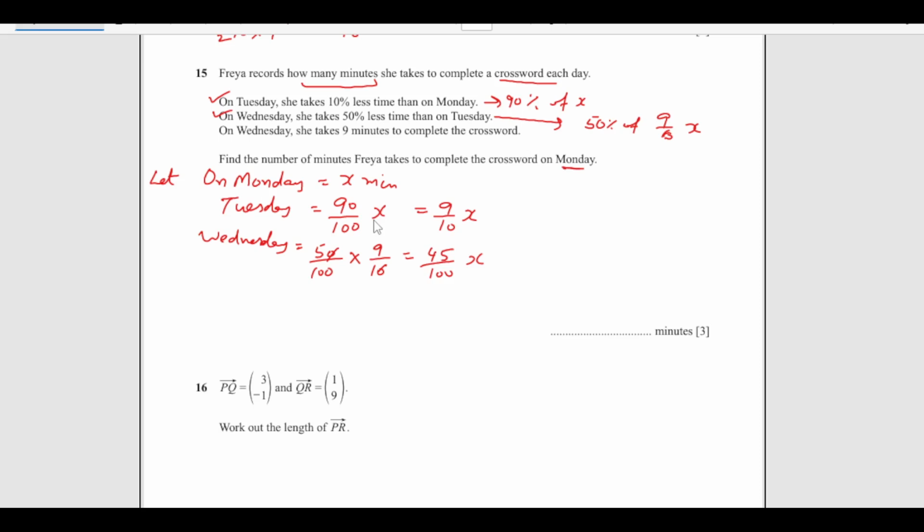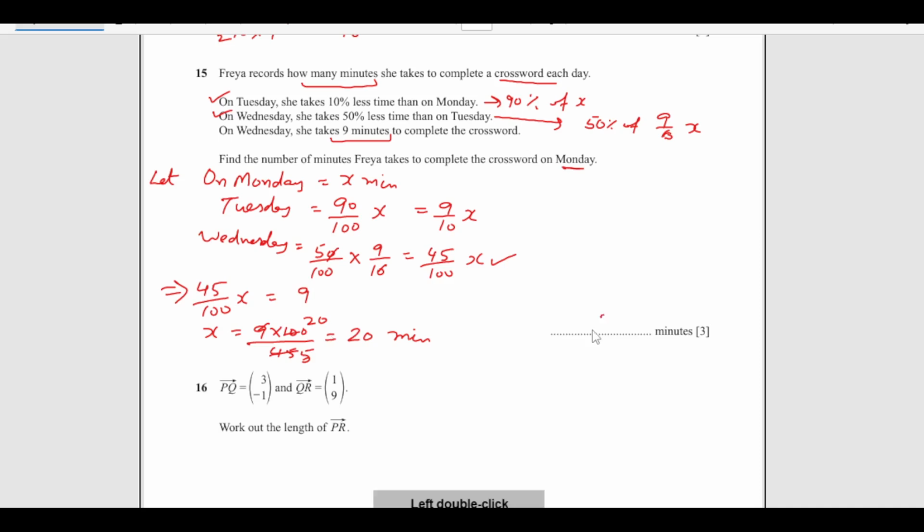This is on Wednesday. Now let's move to the third one. On Wednesday she takes 9 minutes. So whatever we got here on Wednesday is equal to 9 minutes. So 45 over 100 x is equal to 9. So x is going to be 9 times 100 over 45. When you calculate, this comes out to be 20, because 9 times 5 is 45, 5 times 2, this is 20. So this is 20 minutes. This was our question, to find out the time taken on Monday. So it is 20 minutes.